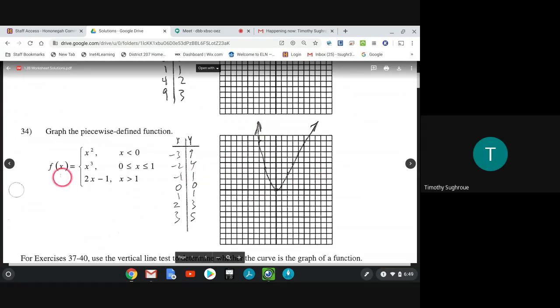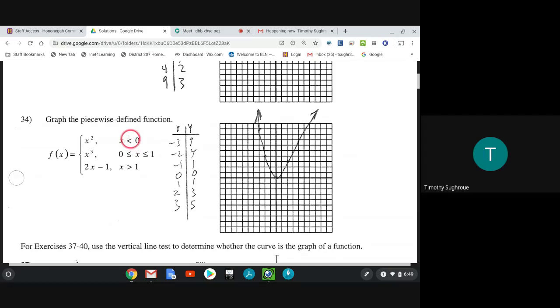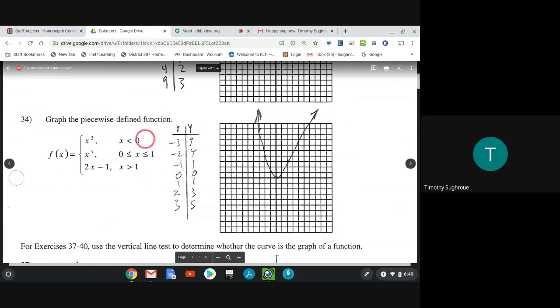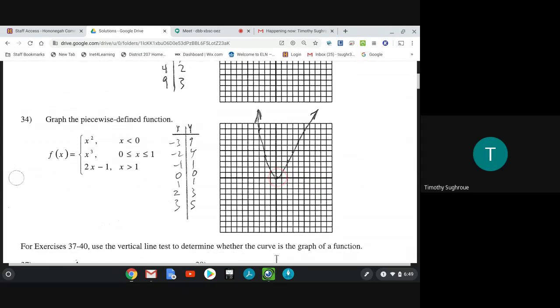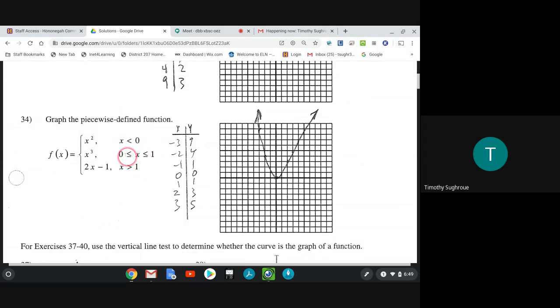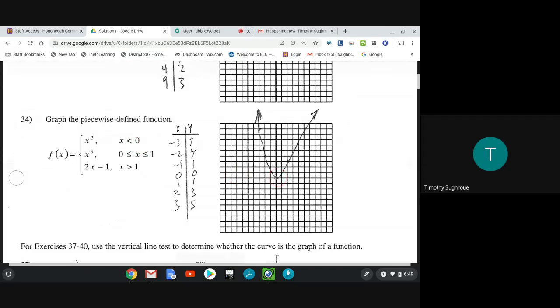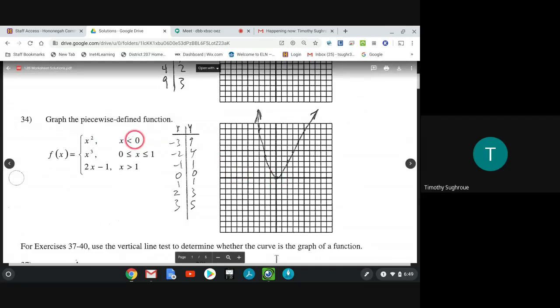So on problem 34, notice I can only plug in values that are less than 0. Now, I'm not supposed to plug 0 in, but I need to. If I plug 0 into this top piece, I'm starting right here at 0, 0. It's just an open circle right now. Now, this piece may fill in that circle, but the key is to know where the open circle is. It's an open circle for now while I'm graphing this parabola that opens upward.